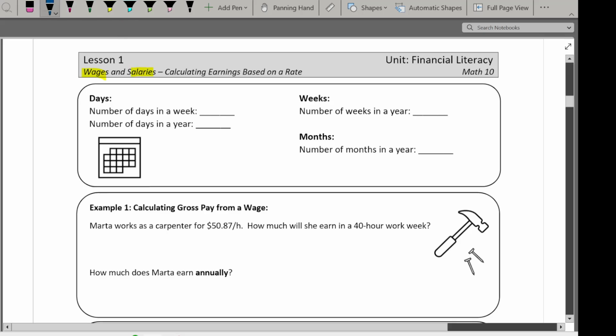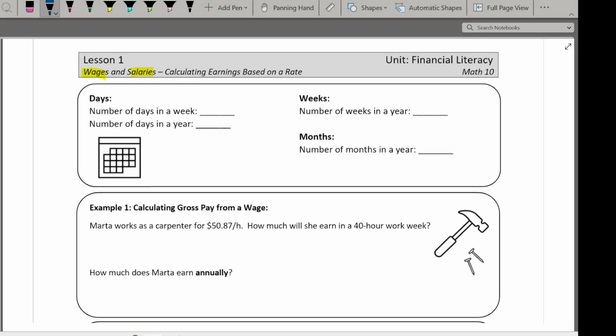So before we get started, we just need to know a few facts about the number of days, number of weeks, number of months in a year so that we can do our calculations properly. So hopefully you already know these facts, but if you don't, good to take note of them. The number of days in a week is 7. The number of days in a full year is 365. The number of weeks in a year is 52, a little bit more than 4 per month. And then the number of months in a year is 12.